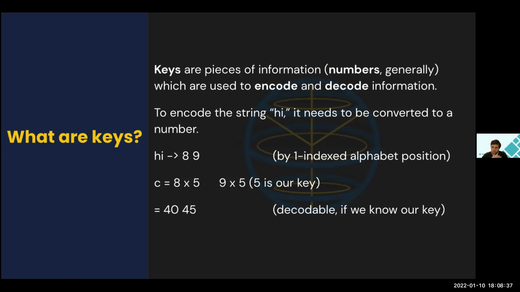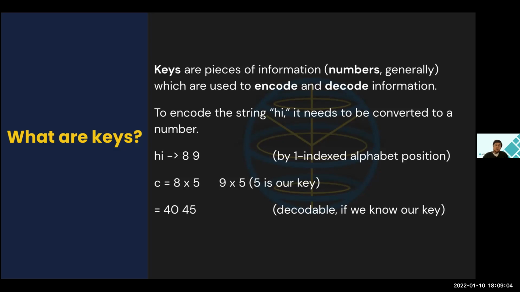we're just going to be using what position it is in the alphabet. HI, we're going to turn that into 8, 9. So our key in this case is 5. So we're turning 8, 9 into 40, 45 and encrypting it. Now, if you got that string out of nowhere, 40, 45, you wouldn't really know what it meant unless you had the key. If we know the key, then it's trivial to decode.